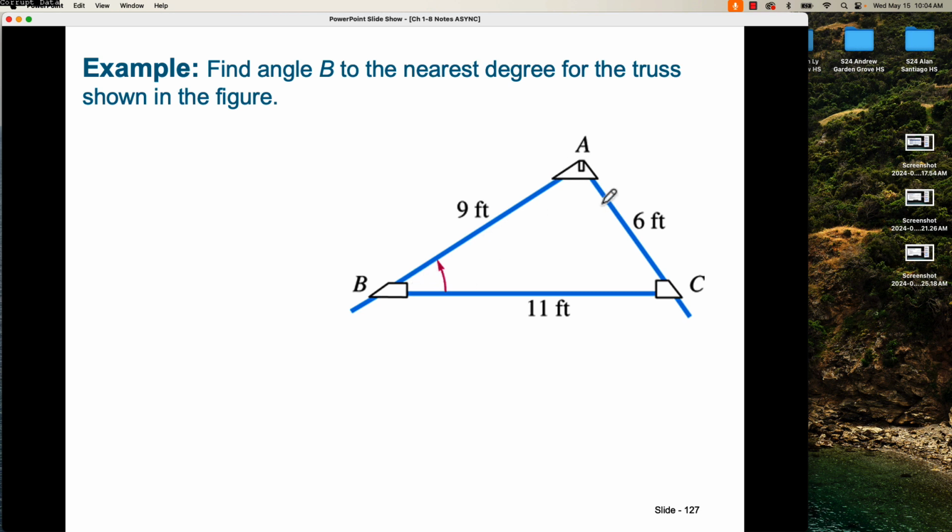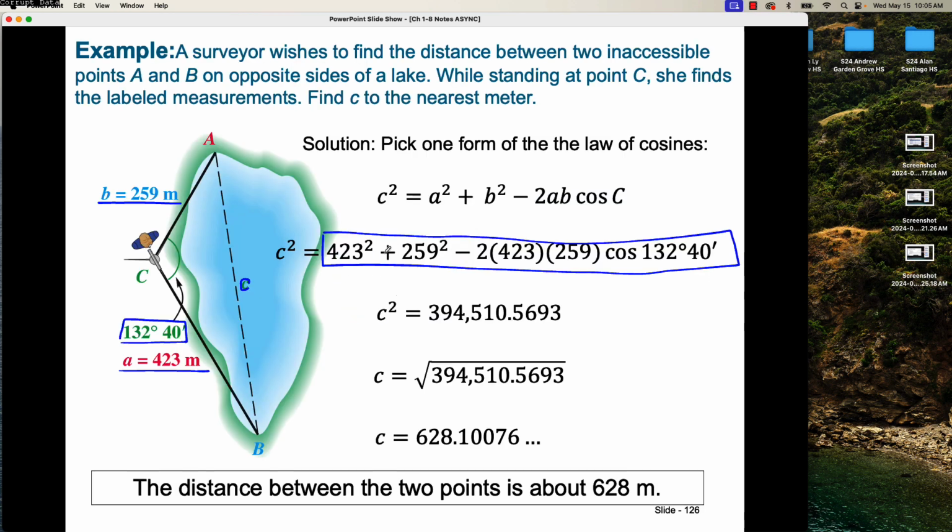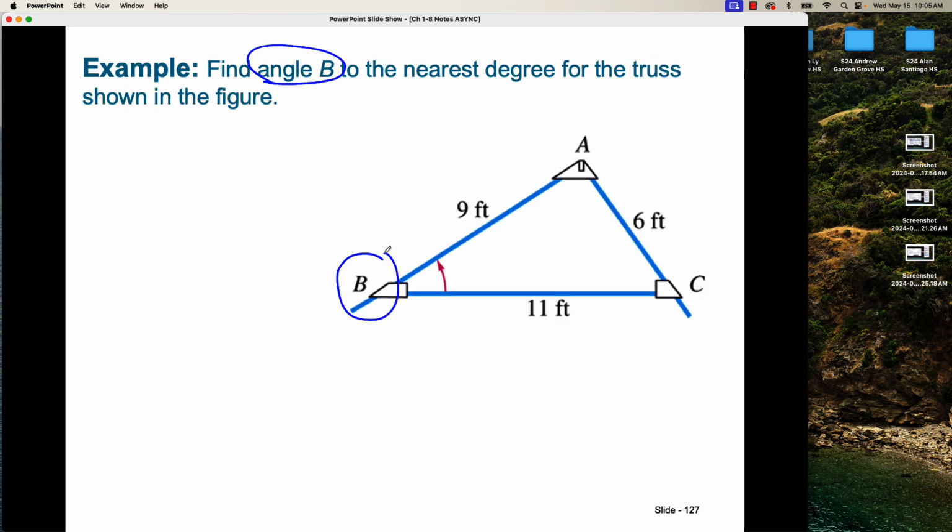We know the distance between our three vertices of this triangle. They are 6, 9, and 11 feet, and we are being asked to find angle B. So strategically, we want to select a formula that includes angle B, and ideally, the only other variables involved would be lowercase a, lowercase b, and lowercase c, because those are the other variables that we know.